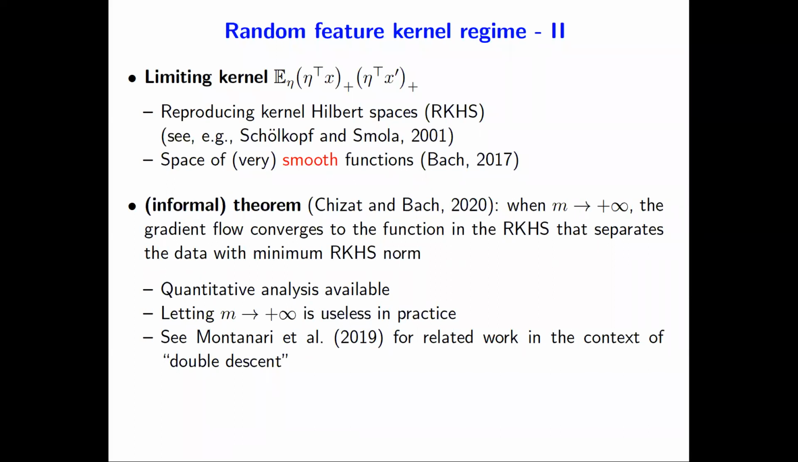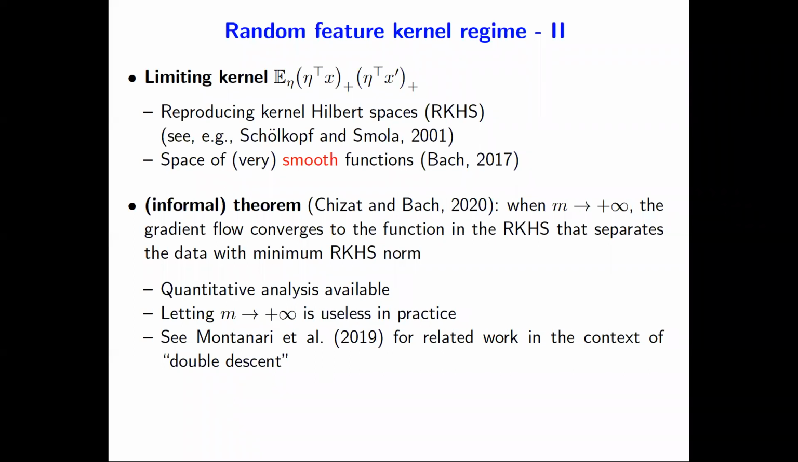So that's the first aspect. Second aspect, note that letting m go to infinity is useless in practice. The reason being that you can use the kernel trick. As soon as m is bigger than n, you're better off using the kernel trick and optimizing over the usual dual parameters, which will be more efficient. So m going to infinity here is more like an exercise to understand what's happening when you let the number of neurons go to infinity. I should note that Montanari and colleagues have a nice related work in the context of double descent, and I will come back to that in a moment.